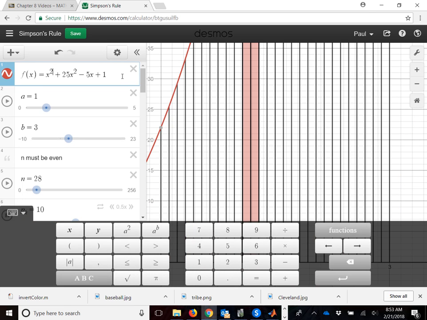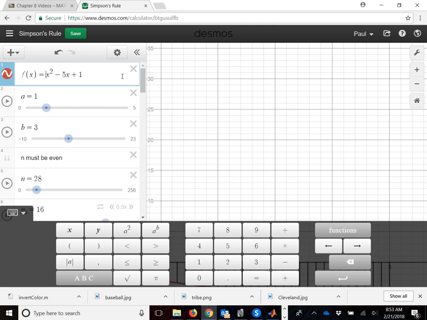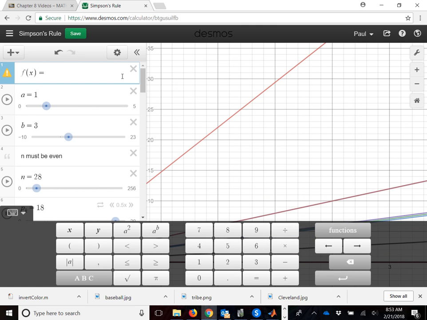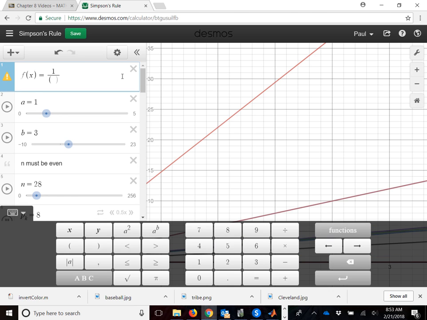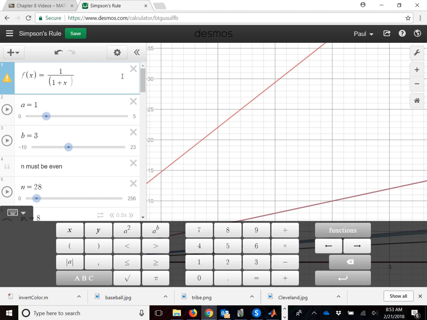So I'll tell you what, I'm going to go up here and change the function. Let's see. So what function do we want? We want 1 over 1 plus x squared. I feel like if you're going to do numerical integration, you ought to use a computer, right? Okay.